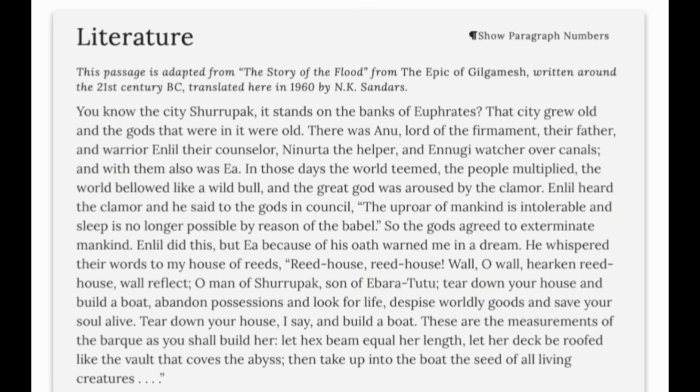Reed house, wall, O wall, hearken, reed house, wall, reflect. O man of Shuruppak, son of Ubara-Tutu, tear down your house and build a boat. Abandon possessions and look for life. Despise worldly goods and save your soul alive. Tear down your house, I say, and build a boat. These are the measurements of the bark as you shall build her. Let her beam equal her length. Let her deck be roofed like the vault that hovers the abyss. Then take up into the boat the seed of all living creatures.